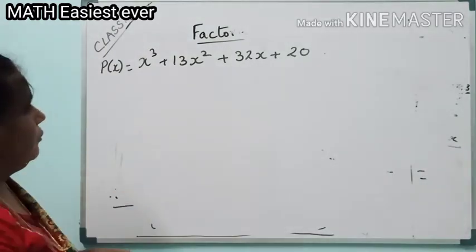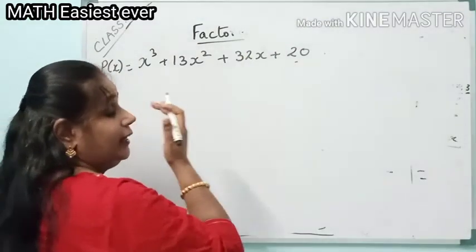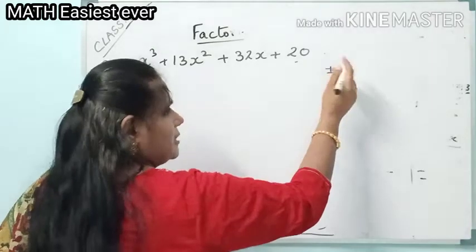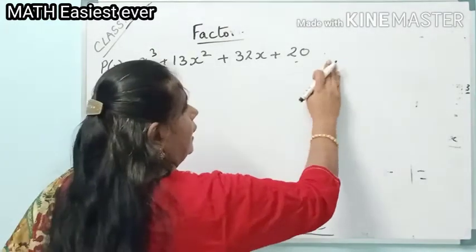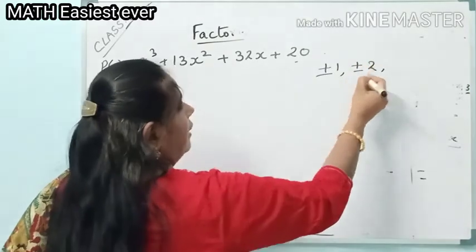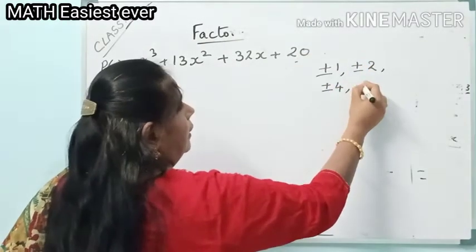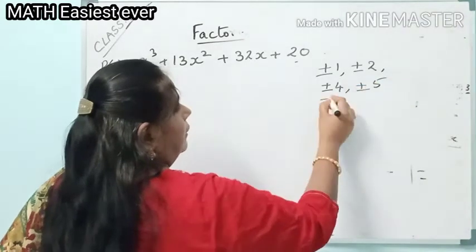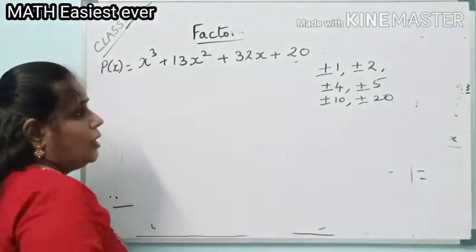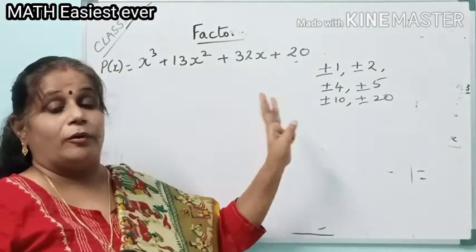Now what you have to do is, first you take this 20 and find the factors of 20. Factors of 20 are plus or minus 1, plus or minus 2, plus or minus 4, 5, then plus or minus 10. All these are factors. So you can try with any one so that you get the polynomial as 0.